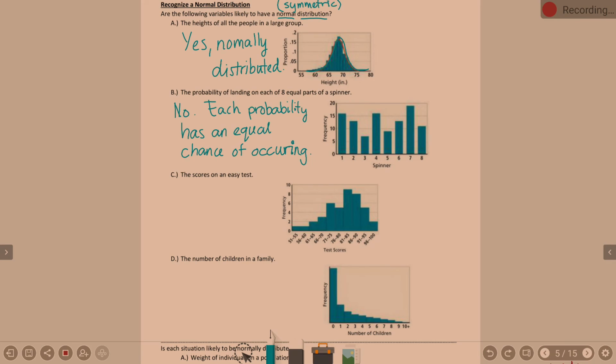Now, did you look at the picture? Score is not an easy test. If you look at that as a curve, can you see how it is lopsided? Officially this would be called skewed left because my tail goes off to the left side. But that's what happens when I give an easy test. The scores are all up top, and so it's skewed left. So no, the scores are skewed left.